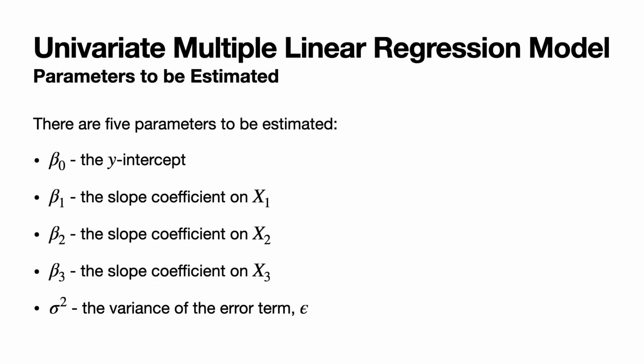Now there are 5 parameters to be estimated, as was indicated in the path diagram. Beta 0, the y-intercept of the model. Beta 1, the slope coefficient on x1. Beta 2, the slope coefficient on x2. Beta 3, the slope coefficient on x3. And then finally, sigma squared, the variance of the error term epsilon.